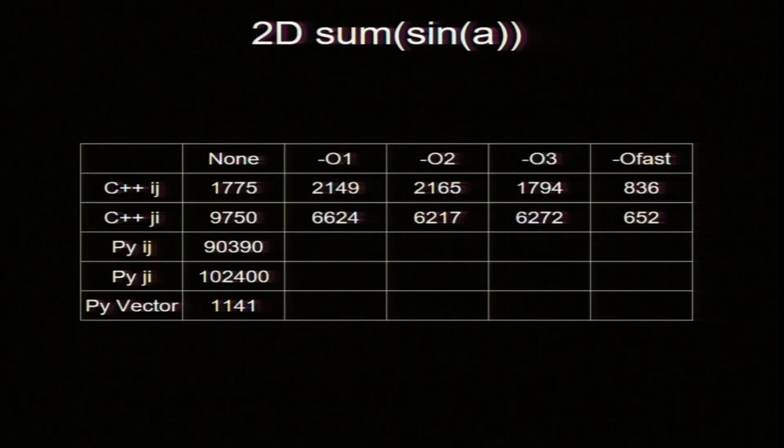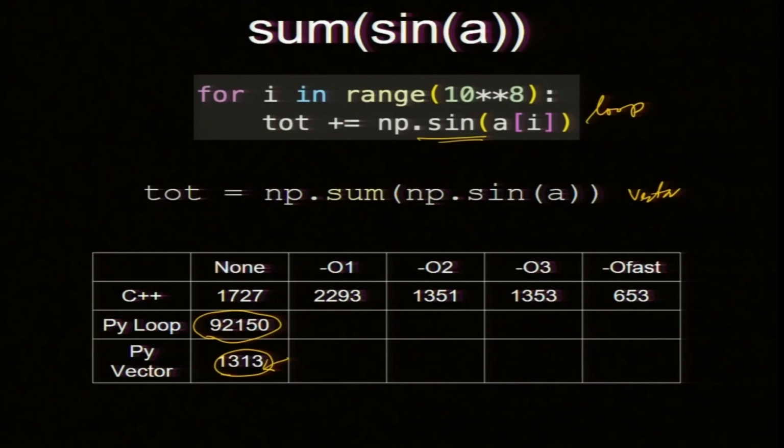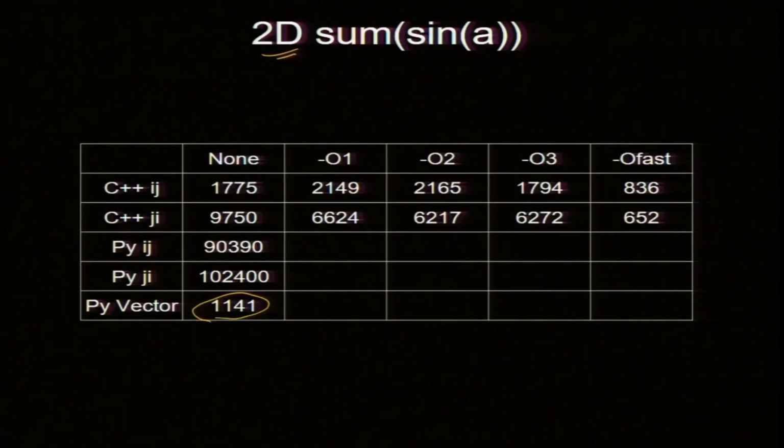Now, we can do the same thing for the 2D array, and the 2D number with Python vector is 1141, which is roughly the same as what we got for the single array, which was 1313, but there will be fluctuations. If you run it, you may get 12 or 13 or you may get 900. There are significant fluctuations, but I just took the number from the output and put it here. If I do not do a vector operation and do a loop, then I get again 90,000 and 102,000 milliseconds. So, loops are to be avoided, that is what we learn from this exercise.